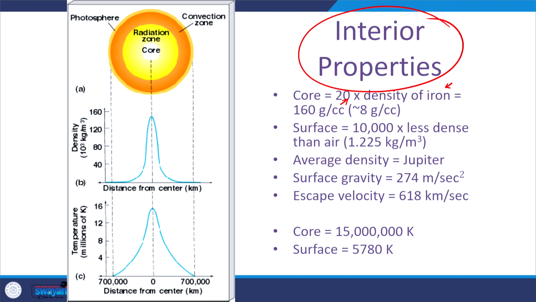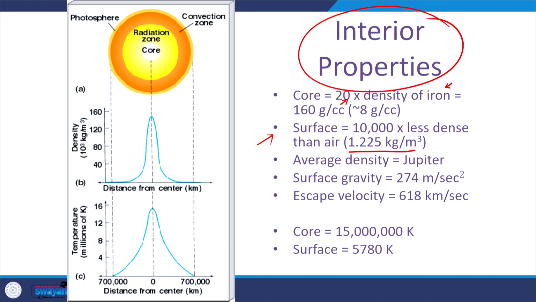Again, this density, how do we know? No instrument has ever been near the proximity of the sun, let alone going inside the sun. How do we know that the density of the sun is of this order, 20 times the density of iron, whereas the density of the surface is 10,000 times less dense than air? Air at STP is 1.225 kg per meter cube.